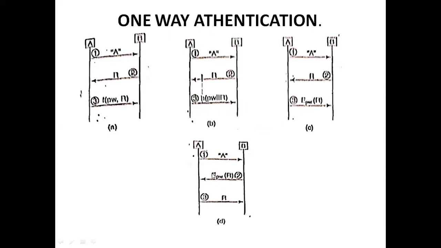What about the fourth one? A sends its identity A to B. Here B encrypts the nonce by using PW, that is the password. So now what will A do?